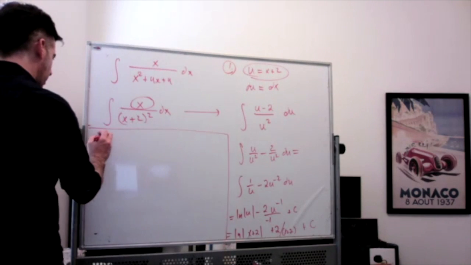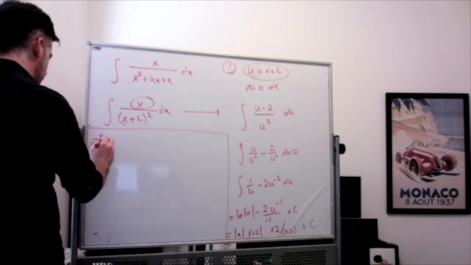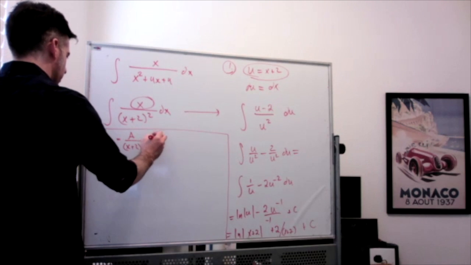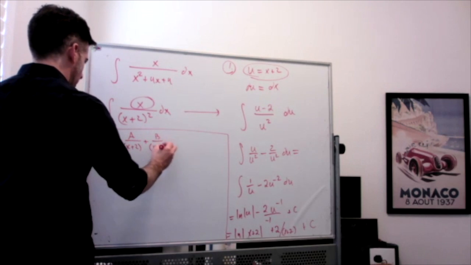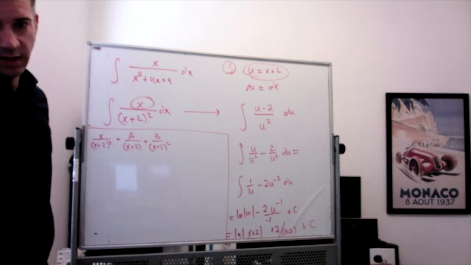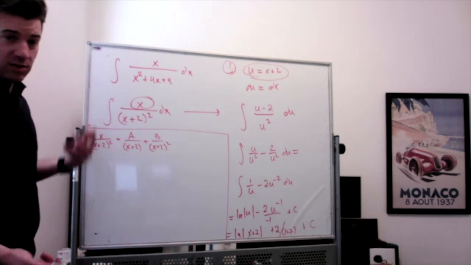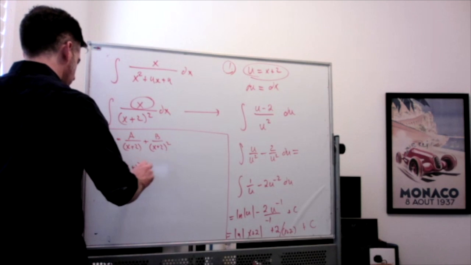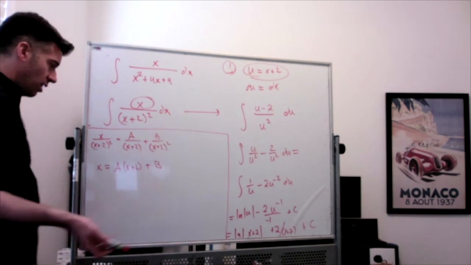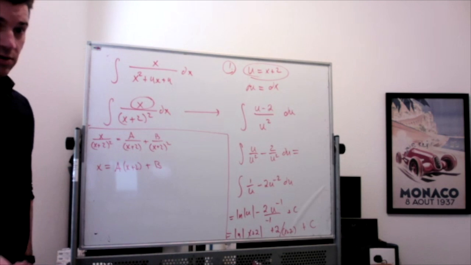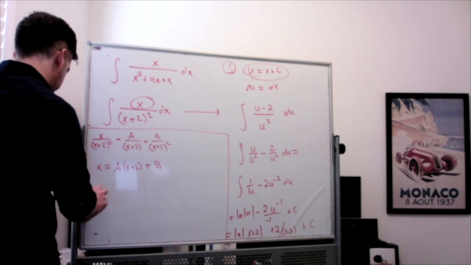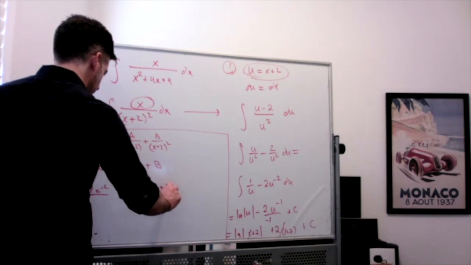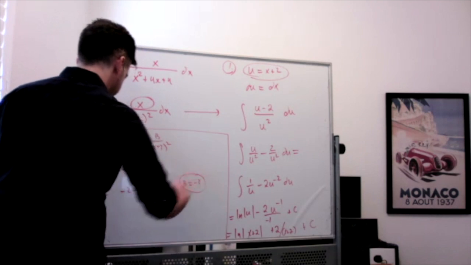We could totally say that x over x plus 2 squared equals a over x plus 2 plus b over x plus 2 squared. I did write them in ascending order. Sometimes I do the other way. So multiply everything by x plus 2 squared. You get x equal to a times x plus 2 plus b. All right. So then using a convenient value like negative 2, if x is negative 2, then negative 2 equals a times 0 plus b. So b has to equal negative 2.